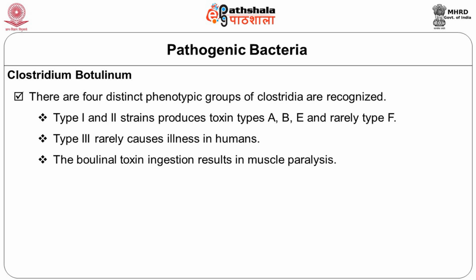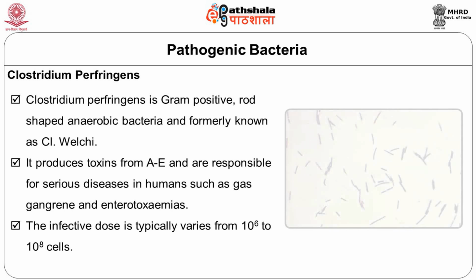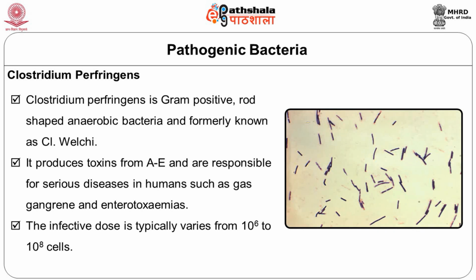The other Clostridium member that causes food poisoning is Clostridium perfringens. This is a gram-positive, rod-shaped, anaerobic bacterium, formerly known as C. welchii. It produces toxins A, B, C, D, and E, which are responsible for serious diseases in humans such as gas gangrene and enterotoxemia. Symptoms are mainly abdominal pain, flatulence, diarrhea, nausea and vomiting. The infectious dose can be from 10 to the power of 6 to 10 to the power of 8 cells. The incubation time varies from 8 to 16 hours, and meat products are generally the carriers of this organism.